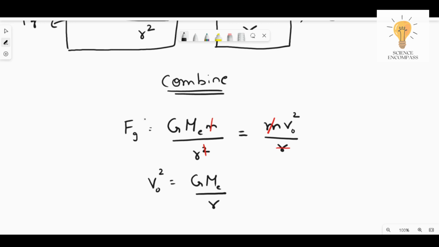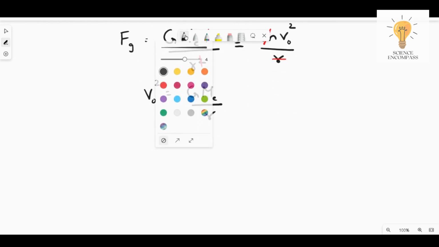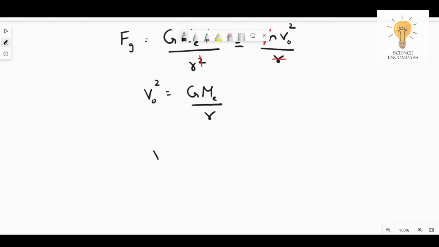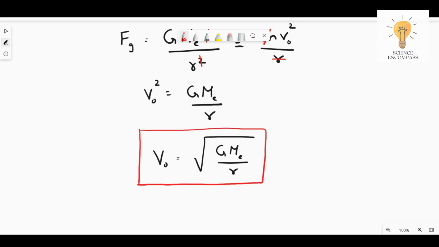And now let's just remove that square and put a square root over here. So I'm just removing the square. V naught equals, put a square root over here. That square, we take it out and put the square root over here and write the GME divided by that R. Okay, so this one, yeah, let me just box it. So this is your orbital speed of the satellite.